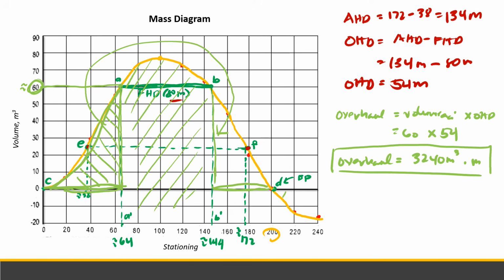So this section, you will borrow to fill this section, because your resources at distance 240 are already filled up to the 200 meter station. So you need to borrow soil. This is the case where you'll have to borrow. So to fill this area, you'll need to borrow soil. The volume of this area is 16 cubic meters.